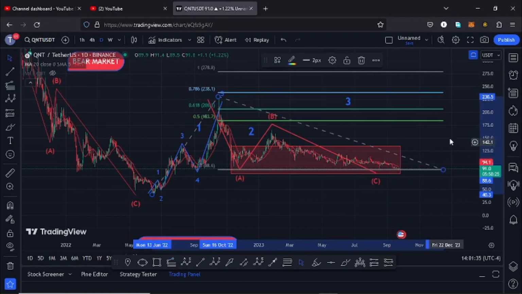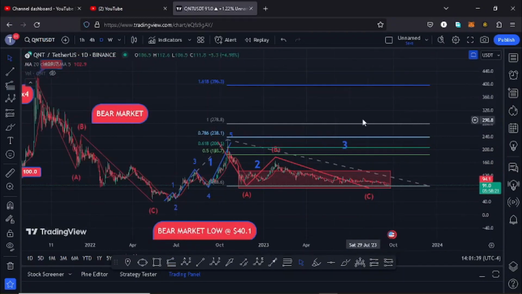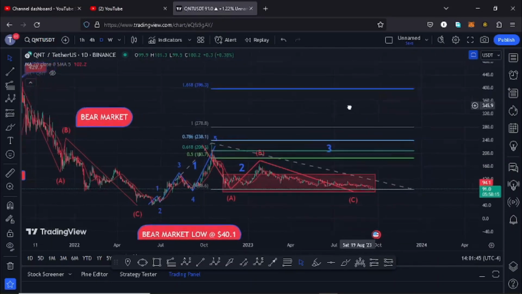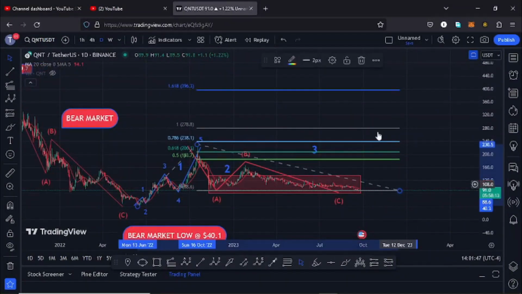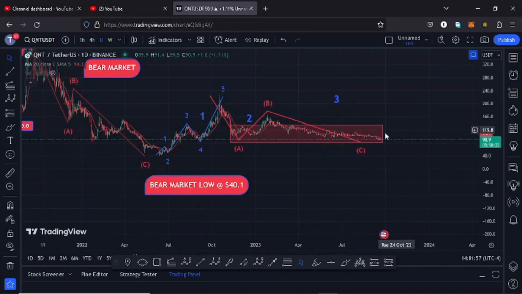I have a minimum target area for the third wave at the Fib level 1.618, and that is at around the $396.3 mark, and that is the minimum that we can expect that third wave to the upper side to do. And that is what I'm expecting on the long term before we can expect a wave 4, then continue gearing up in the formation of that wave 5 to the upper side.